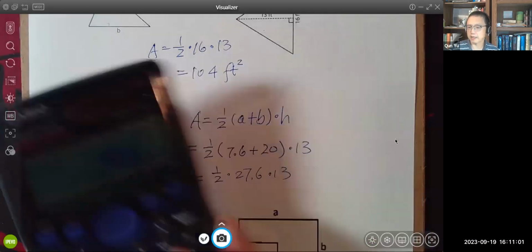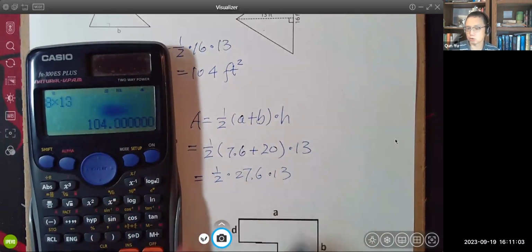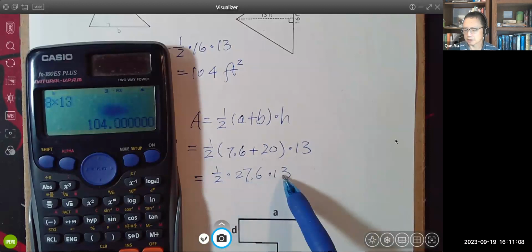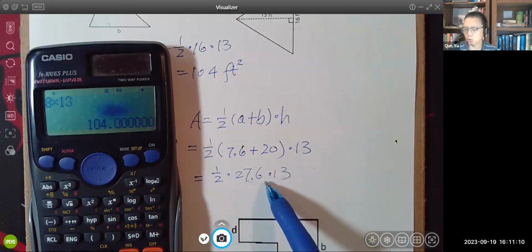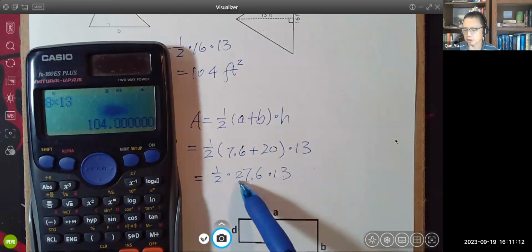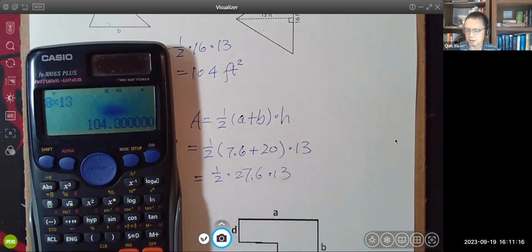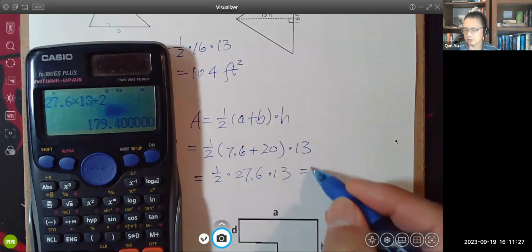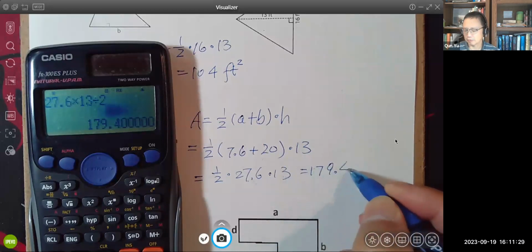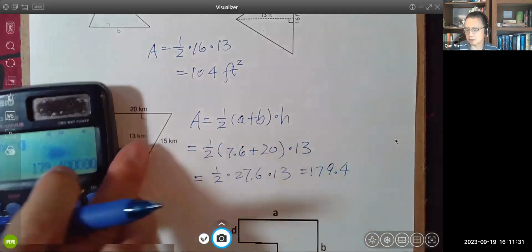Whenever you multiply by half, it's equivalent to dividing by 2. So I'm going to multiply these two together and then divide by 2, or you use 0.5, multiply this number, then multiply this number. Either way is okay. So 27.6 times 13 divided by 2. I got 179.4. It didn't mention rounding.